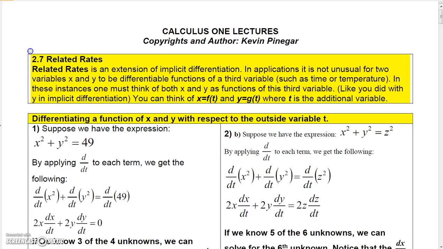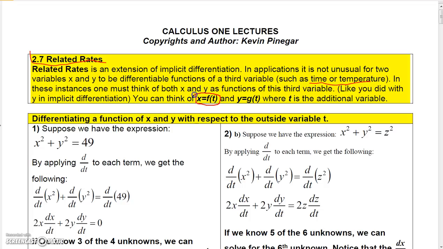Okay, this concept on related rates is actually an extension of implicit differentiation. In applications, it's not unusual for two variables like x and y to be differentiable functions of a third variable, such as time or temperature. In most cases, we're going to use time, but what you have to remember is that x and y are both functions of that external variable.